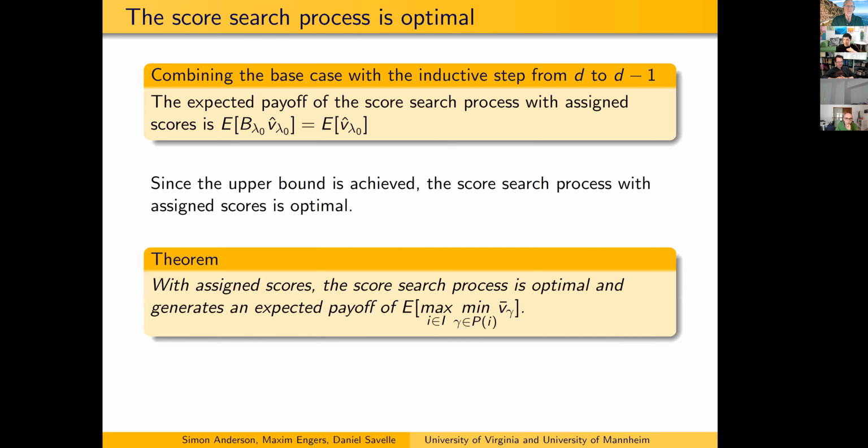And the key is that continuing this process, you're going to eventually get back to B lambda 0, V hat lambda 0. The score for the root, think of it as infinity. So the local value is the replacement value. And that's just that V hat lambda, which I write out in the theorem. It's that same formula, though. Since the upper bound is achieved, the search process with the scores, how we assign them, is optimal.